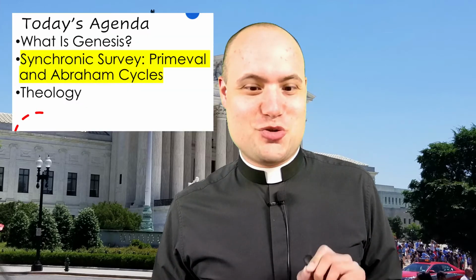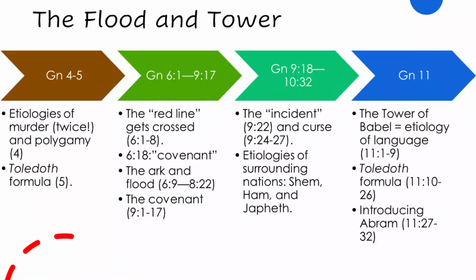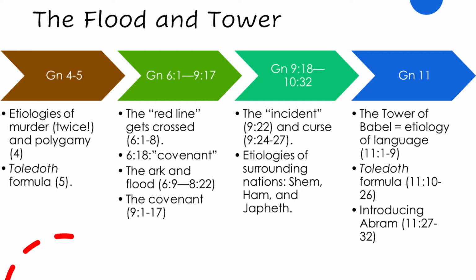This brings us to our synchronic survey. Let's zero in now on the primeval and Abraham cycles. First, the primeval cycle. As you can see here, after the opening 3 chapters, which focus on creation and the origins of both marriage and then sin, in chapters 4 through 11, a lot of bad things happen. We have the origins of murder, the origin of polygamy, the origin in chapter 9 of drunkenness, and in chapter 11, the origin of the different and confused human languages.